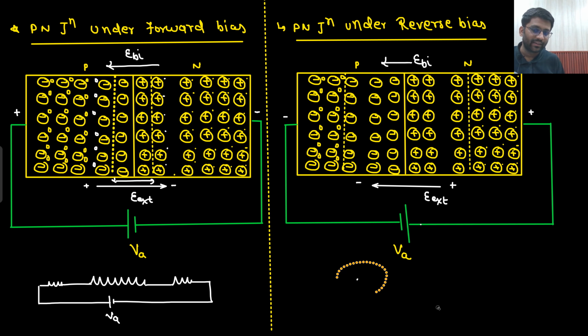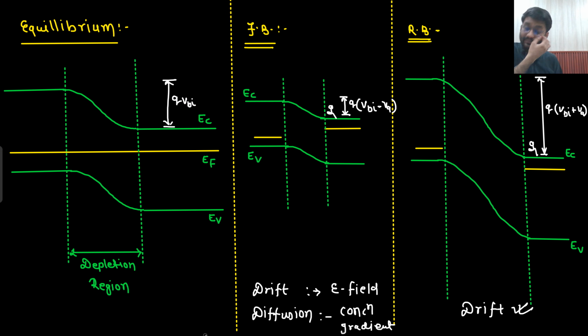So if you are standing here, this was your P side. This is your N side. In the N side, there are more electrons. In the P side, there are fewer electrons. More electrons, fewer electrons. That means these electrons will move from here to here. Say yes or no. This will be your electron movement.